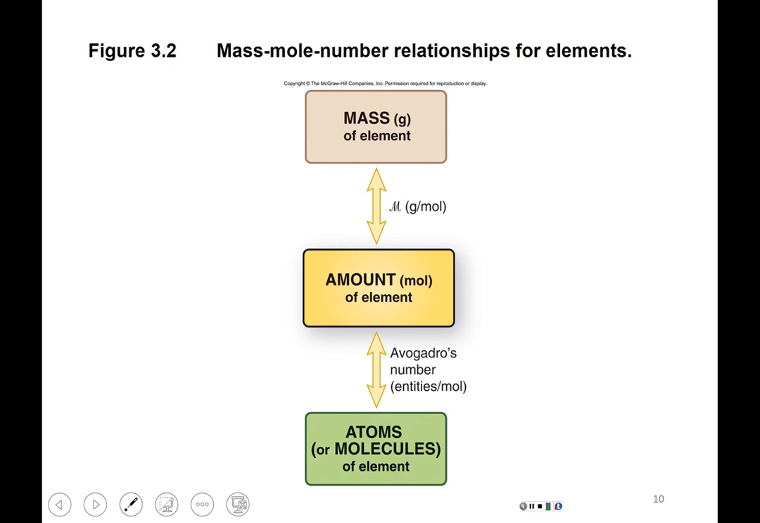If we wanted to do the opposite, we had the number of moles and wanted to calculate the mass, we would multiply the amount by the molecular weight to get mass, right? And the same sort of thing for Avogadro's number. If we're trying to convert from moles to atoms or molecules, we would multiply the number of moles by Avogadro's number to get atoms. If we had the number of atoms, we would divide by Avogadro's number to get the number of moles.